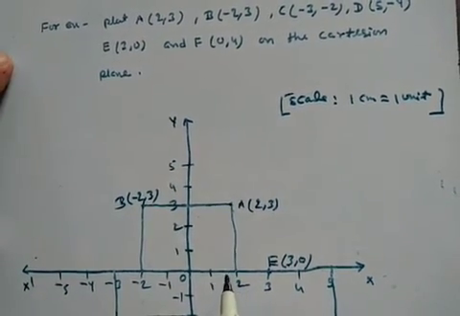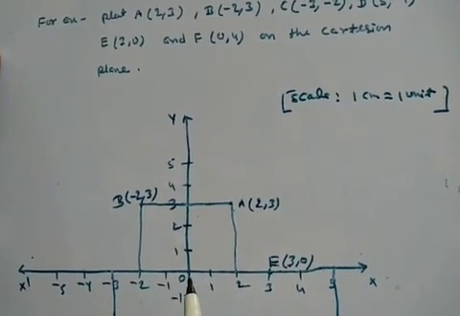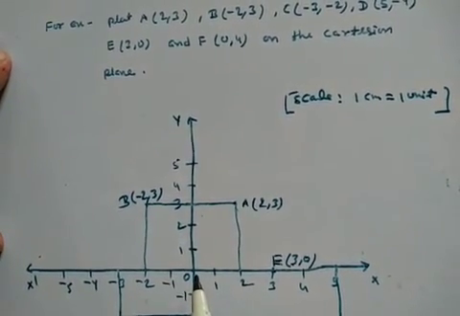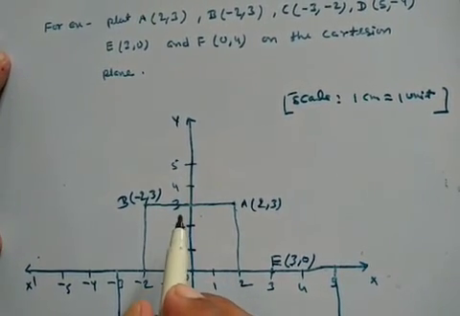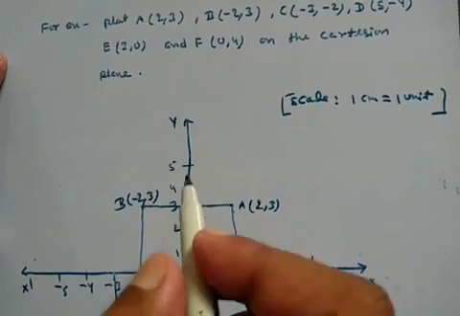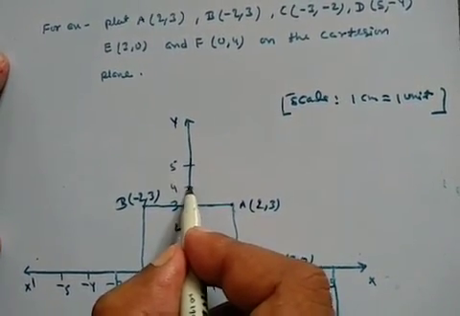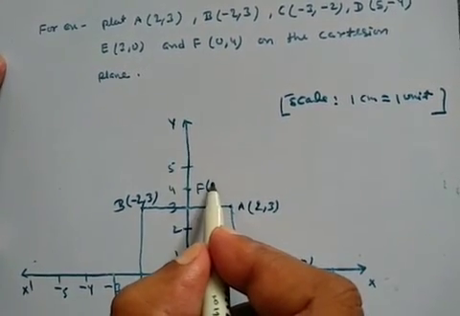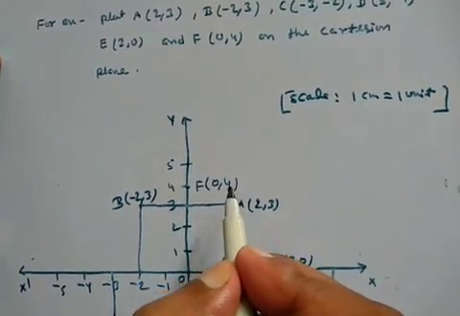Next point is F. Here abscissa is 0 and ordinate is 4. When abscissa is 0, then that point lies on the y-axis. So point F lies on the y-axis at 4. So this point is F, (0, 4).